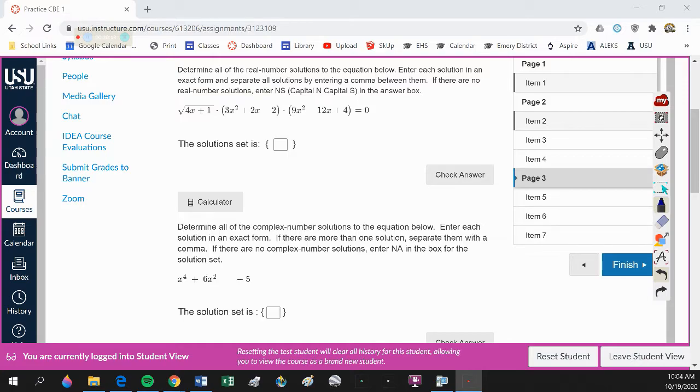Okay, so it's sort of like a polynomial. I mean, technically that's not a polynomial, but we have a times b times c equals 0. So we can just set each one equal to 0. What makes the first one equal 0? Well, when does the square root equal 0? When the inside equals 0. So when does 4x plus 1 equal 0? Subtract the 1 and divide by 4 and you get negative 1/4. Okay.